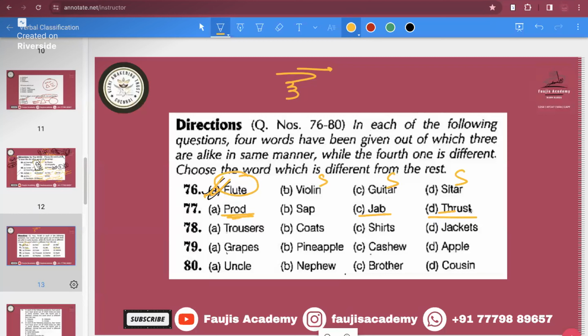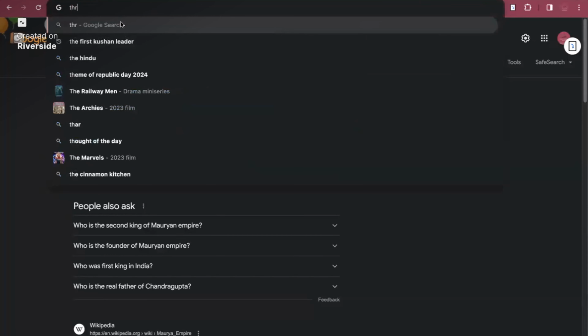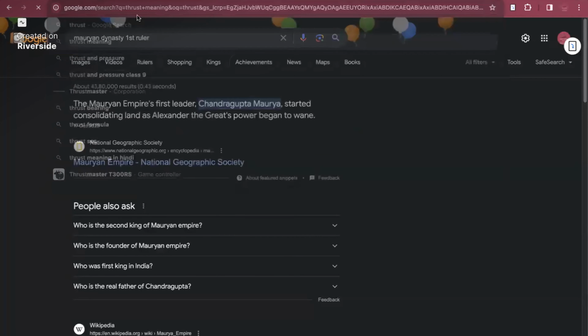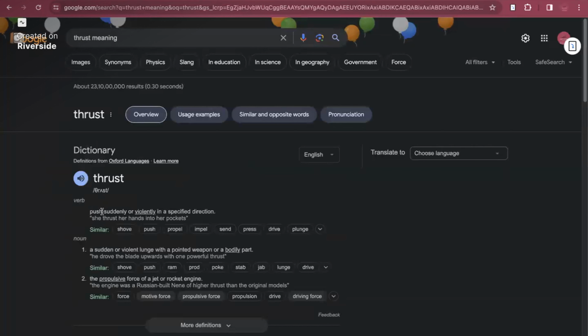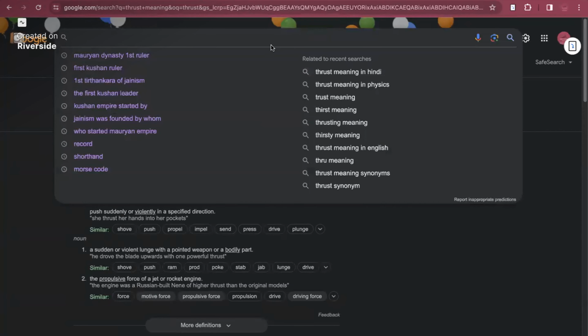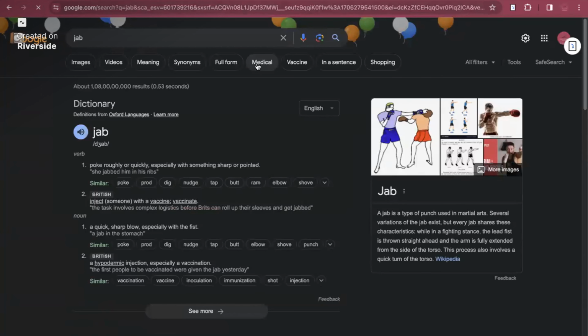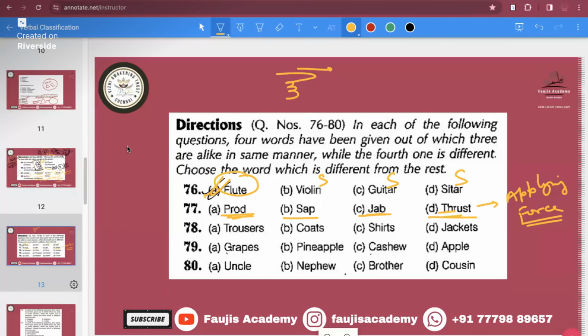Thrust is applying force, right, guys? Applying force is called your thrust. Thrust means to push suddenly or violently in a specified direction. Then jab: to poke quickly, especially with something sharp or pointed. You see, jab, okay, is to inject someone with a vaccine.